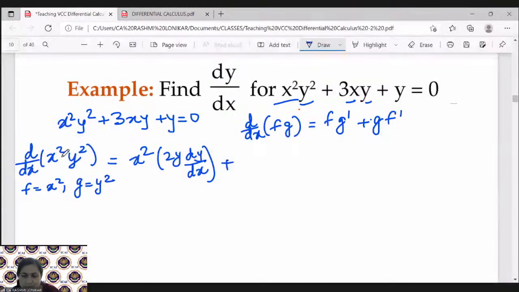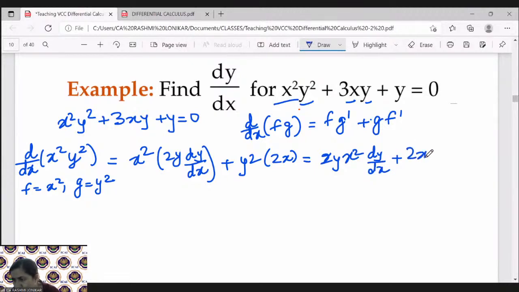Plus second function. Second function is y square, y square into derivative of first function. What is first function? X square. What will be its derivative? It will be 2x. So this is 2y x square dy by dx plus 2x y square. Okay. Now let us take the second term, that is 3xy. So what will be the derivative d by dx?